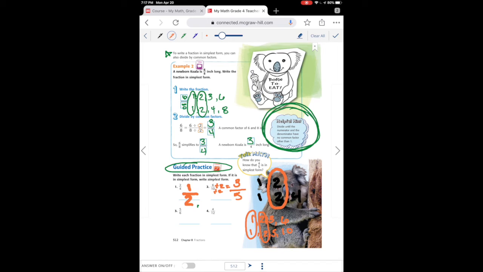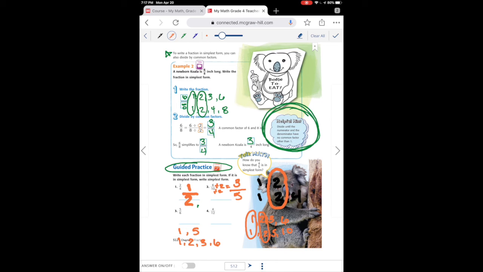Number 3, 5/6. All right, we need to first list all of the factors of 5 and 6. So for 5, I know 1 and 5. 5 is a prime number. Remember, the only factors that a prime number has are 1 and itself. Okay, so I can't factor 5 anymore. 6 we already did. We know that it is 1, 2, 3, and 6.